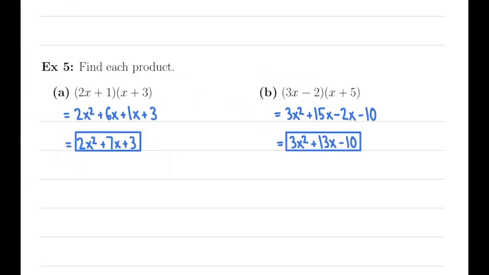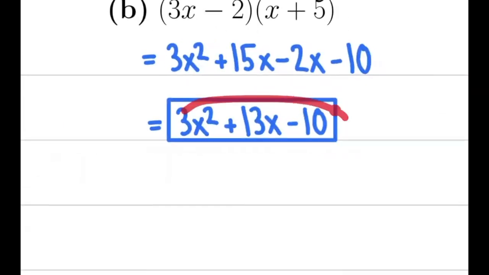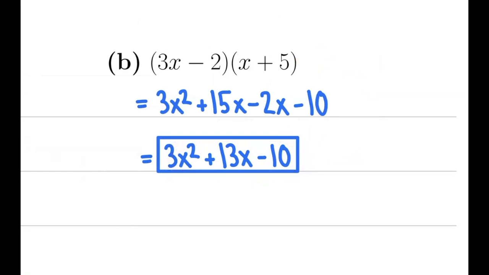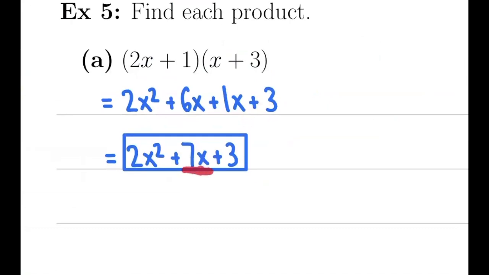So again, the goal is to factor quadratic expressions. If I have a polynomial like this, I need to know how to get back to a product of two binomials. Again, think of FOIL in reverse. So I need to split this 13x up into 15x and minus 2x. How do I figure out the 15 and the negative 2? And same thing right here. How do I know to split this up into 6x and 1x? Why not 5x plus 2x? That's what we need to figure out. If I'm doing this in reverse, how am I going to split that middle term up to factor?